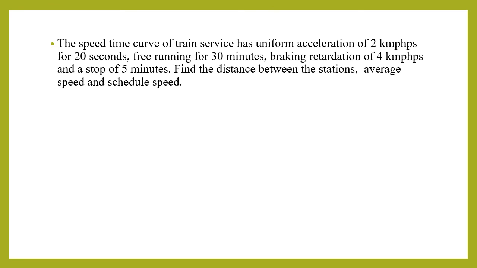Next problem. The speed time curve of a train service has uniform acceleration of 2 km per hour per second for 20 seconds, free running for 30 minutes, braking retardation of 4 km per hour per second, and a stop of 5 minutes. Find the distance between the stations, average speed and schedule speed.